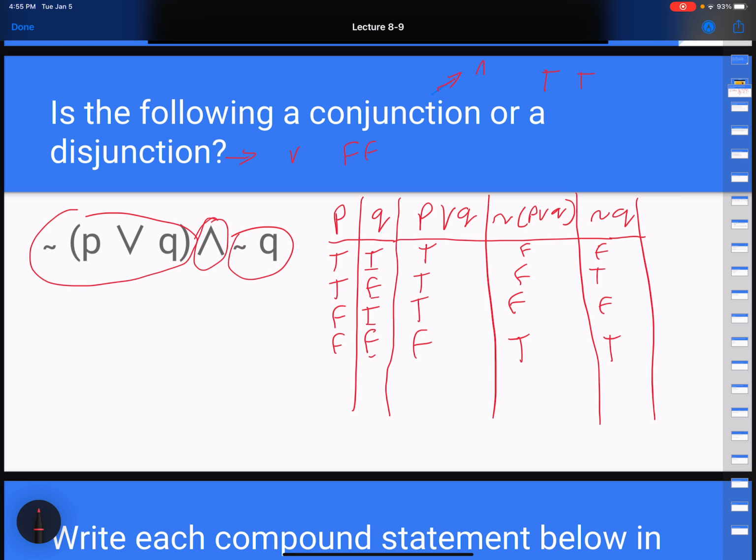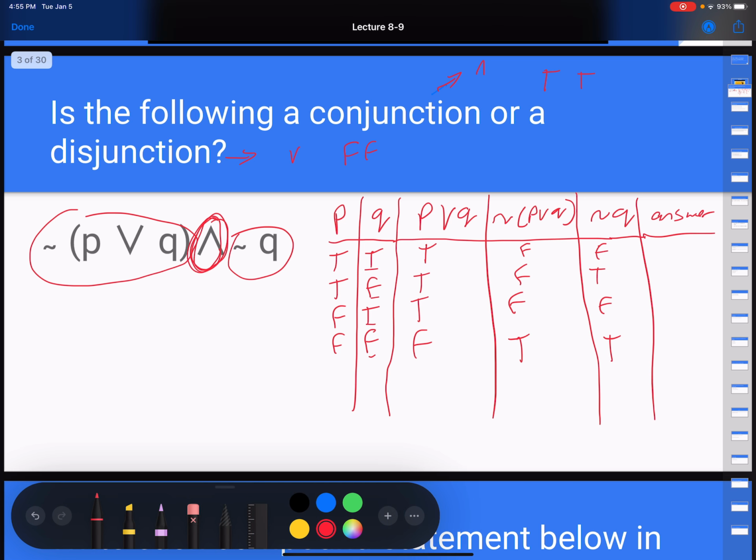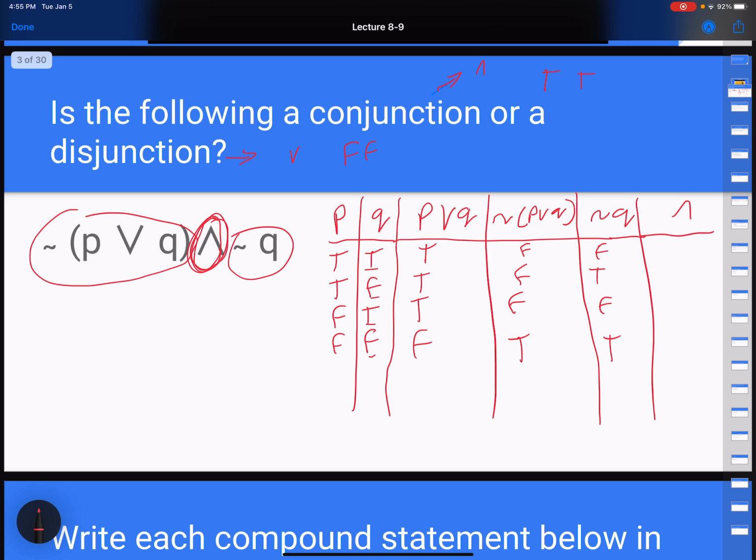And lastly, we have an and statement. So this is going to be our whole answer. Sometimes if you're writing your last piece, you can just put a little symbol to remind you that you're doing an and statement. I end up with a false here, a false here, and a true here. It is only true in the one spot. So in this case, we are going to have a conjunction, because it is only true when we have two trues.